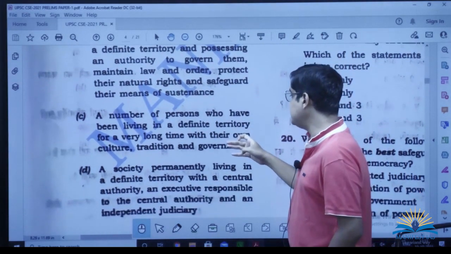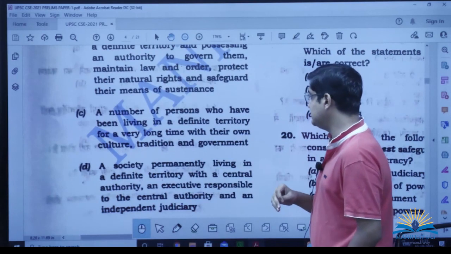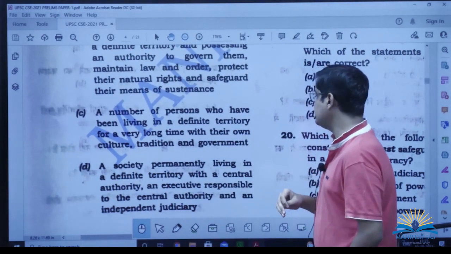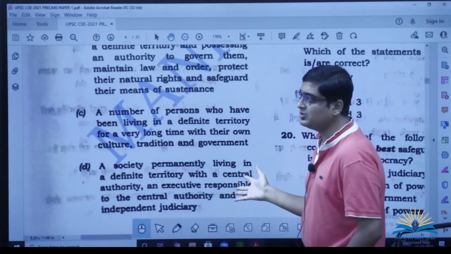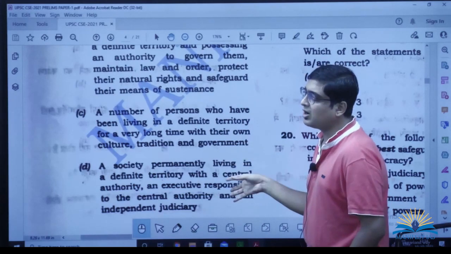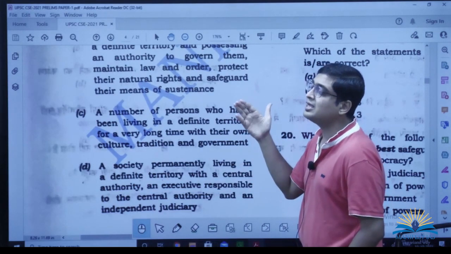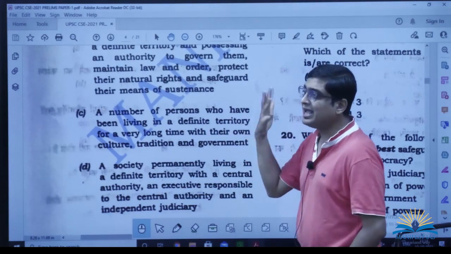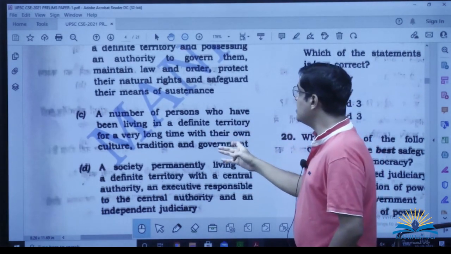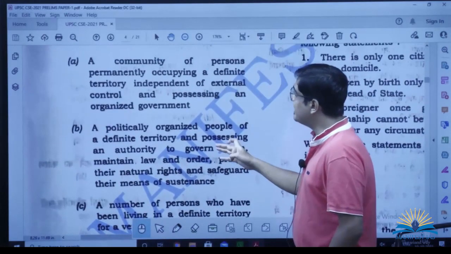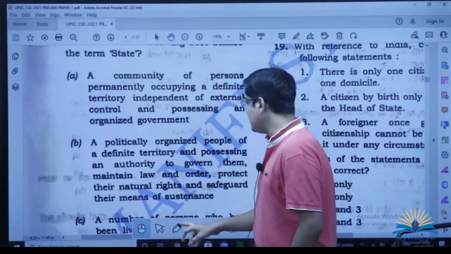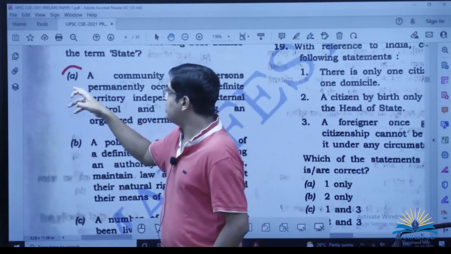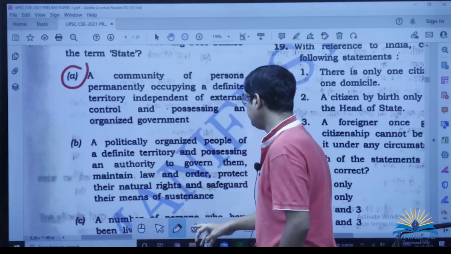Next, D, a society permanently living in a definite territory with a central authority, an executive responsible to the central authority, and an independent judiciary. No, this is again talking about government and its people. It's not talking about external factors like sovereignty, and being free from any sort of external control. And so the closest answer or the best answer among these is A. So A should be the answer.